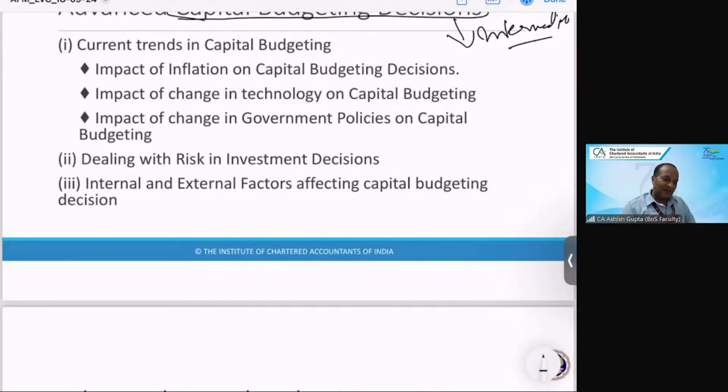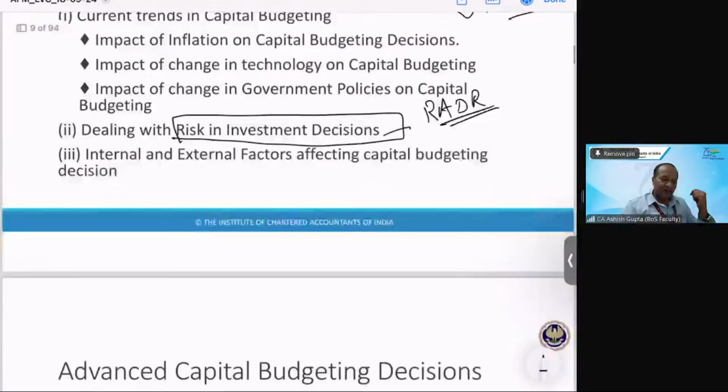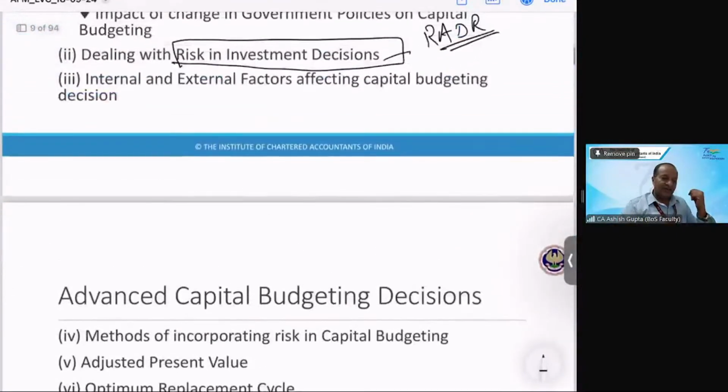Now, next is very important, and that is dealing with risk in capital budgeting. Dealing with risk in investment decisions is one of the very important topics. Normally, all the topics are covered here, like the risk-adjusted discount rate. Don't worry, we shall discuss them in detail in forthcoming classes. Now, next is the internal and external factors affecting capital budgeting. This is purely theoretical.